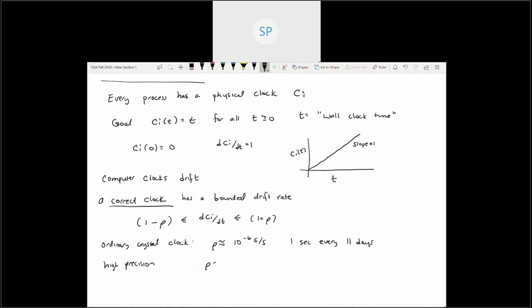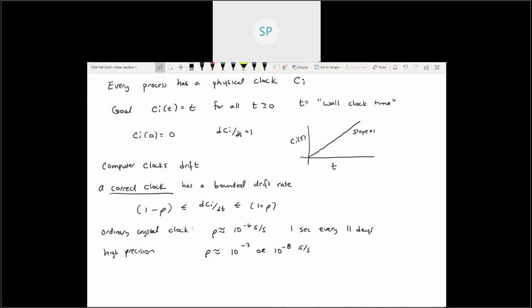Rho is going to be, say, 10 to the -7 or 10 to the -8 even, seconds per second, right? So obviously this is minuscule. It's not a big deal if after 11 days we're 1 second off. Well, I guess I shouldn't say. Maybe it's a big deal when it comes to that really important bank transfer where you need to make sure the deposit came in before the money went out. So even 1 second or a millisecond can be important depending on the application.